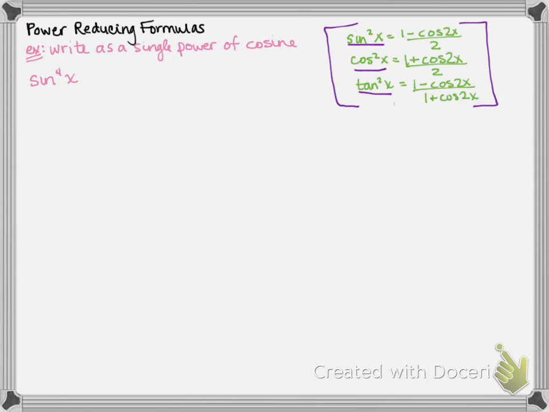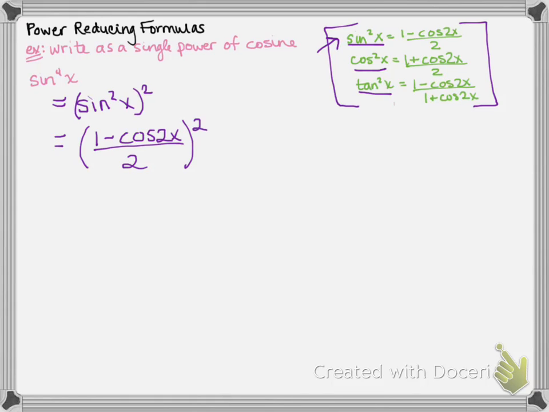The first thing we need to do is look at it algebraically and realize sine to the fourth x is equal to sine squared x, squared, or sine squared times sine squared. Now we can easily use this formula right here. Sine squared x equals 1 minus cosine 2x over 2. That's all still squared. Remembering that when we square a fraction, we square the top and square the bottom.